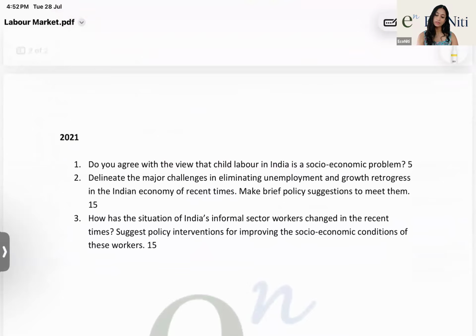2021 में: do you agree that child labor in India is a socio-economic problem? Delineate. इसमें देखो, कुछ भी करंट नहीं है, करंट ऐड करना है अपने आंसर में, लेकिन इस क्वेश्चन का most of the part you already prepared.